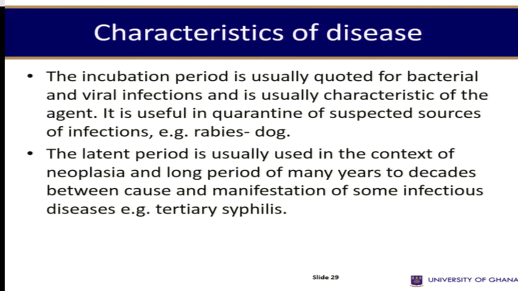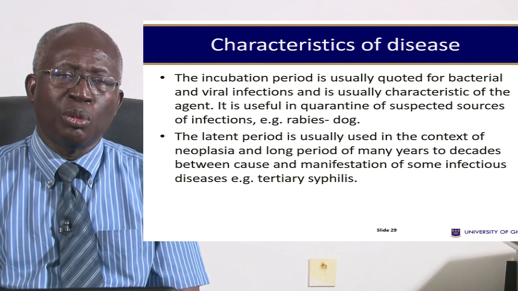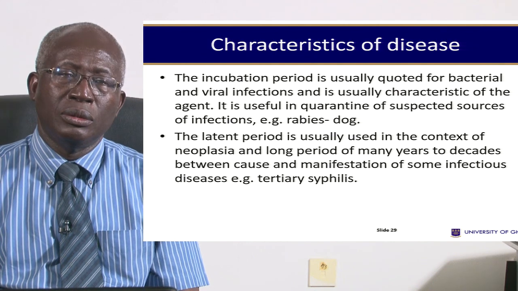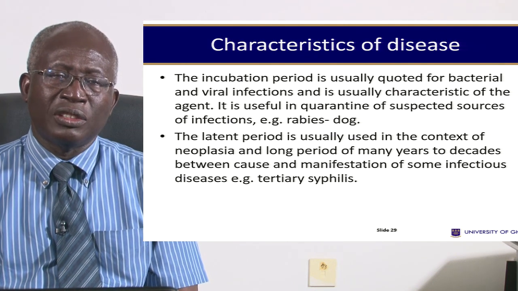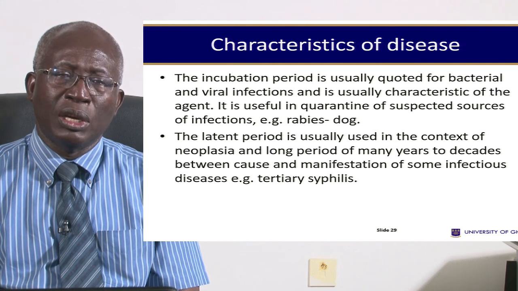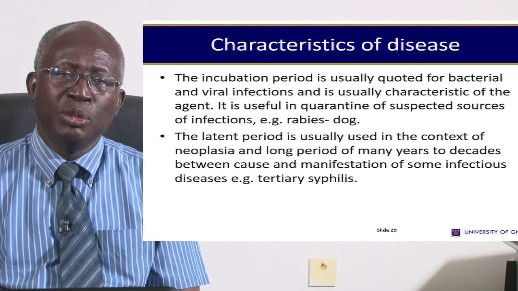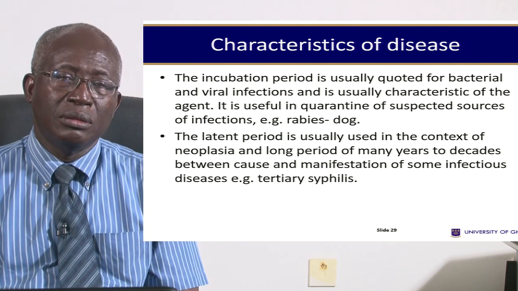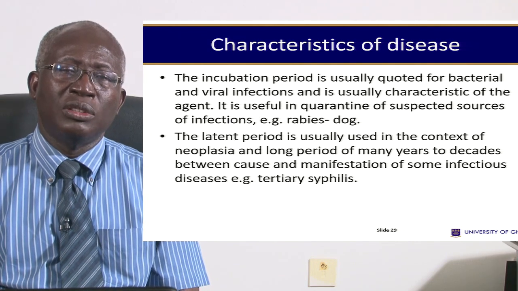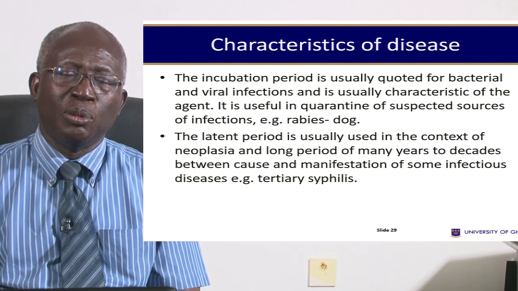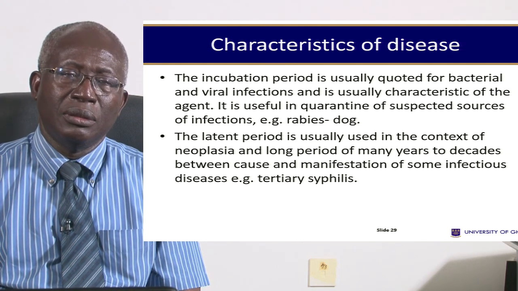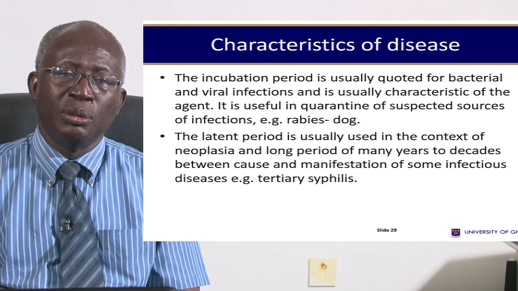A key example is rabies. Say a dog is suspected of having bitten someone and passed on rabies. Incubation period of a few days, in addition to the disease process of a few extra days in a dog, means that the dog can be quarantined for about 11 days. And if it does not develop or die from rabies, then it can be declared not having rabies.